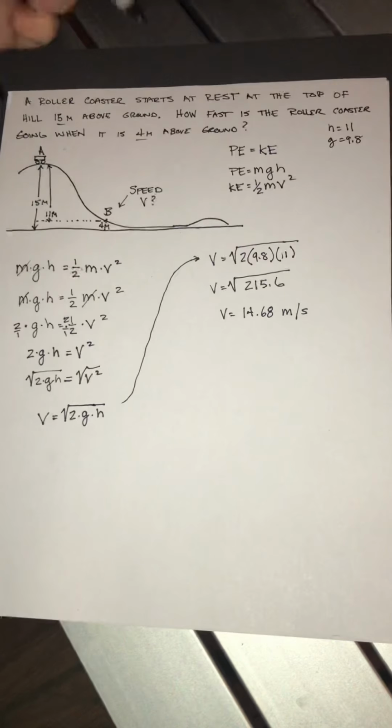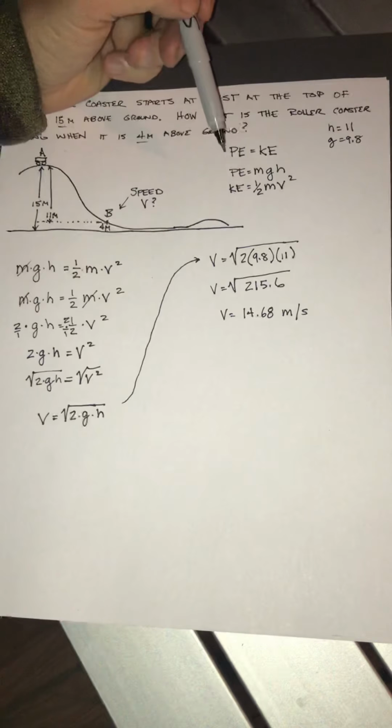Also in this problem, I should point out there's no friction mentioned. So we're going to assume that this is all theoretical or inside a vacuum. There's no friction to worry about. So no loss of energy to friction, heat, that sort of thing. So PE and KE are equal to each other.